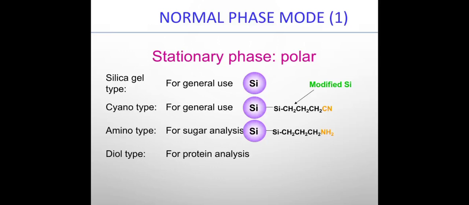Okay, so here is the simple silica, here is the modified silica, that is the cyano type, here is the amino type of silica for sugar analysis, and here is protein analysis, that is called the diol type. So this is the normal phase mode where the stationary phase is polar in nature.